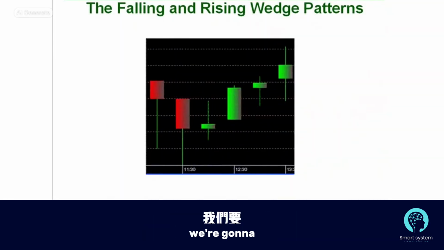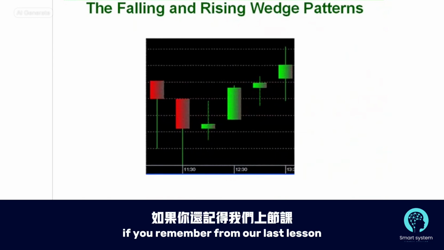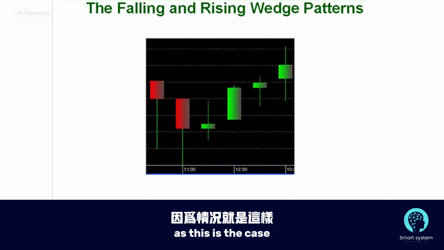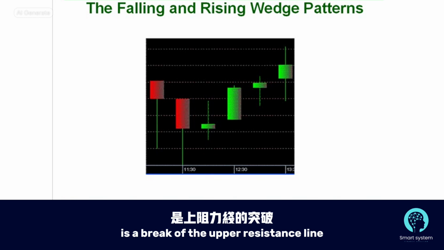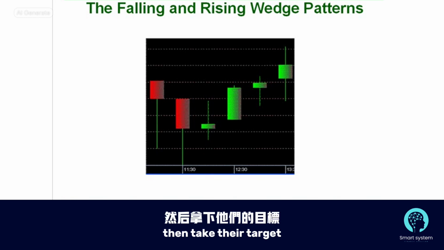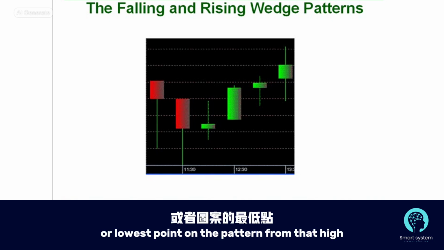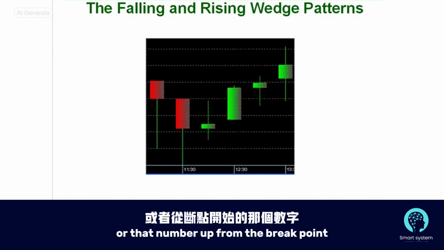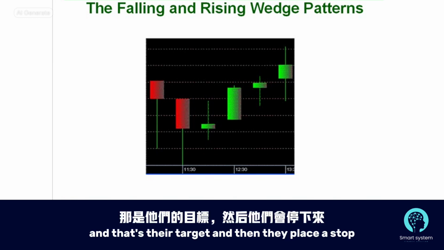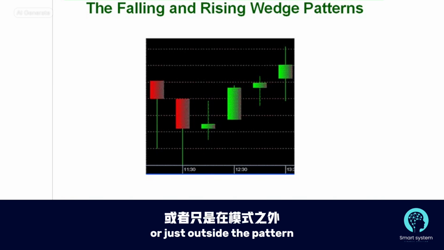So let's get started. We're going to start by looking at the falling wedge reversal strategy. If you remember from our last lesson, when a falling wedge appears in a downtrend, it's considered a reversal pattern. As this is the case, we're going to look for buying opportunities. The buy signal that traders commonly look for is a break of the upper resistance line. Then they calculate their target price by taking the high of the pattern and subtracting the lowest point on the pattern from that high, and then projecting that number up from the break point of the pattern. That's their target. Then they place a stop just below the lower support line, or just outside the pattern.